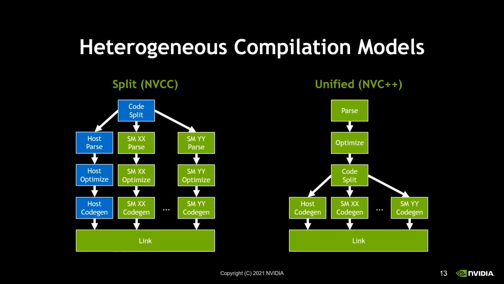Unlike NVCC, NVC++ uses a unified heterogeneous compilation model. There's no separate host compiler and device compiler. There's just one compiler, NVC++, a unified stack that orchestrates everything. In the unified model, we preprocess once, we parse once, we build one unified abstract syntax tree, we build one unified intermediate representation, we analyze it once, and we perform high-level optimizations on it once, and only then do we split into code gen for specific targets.